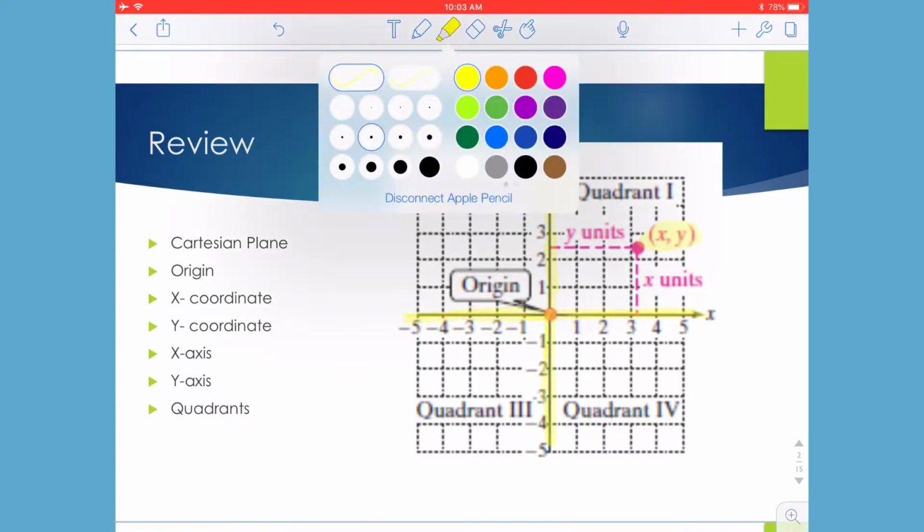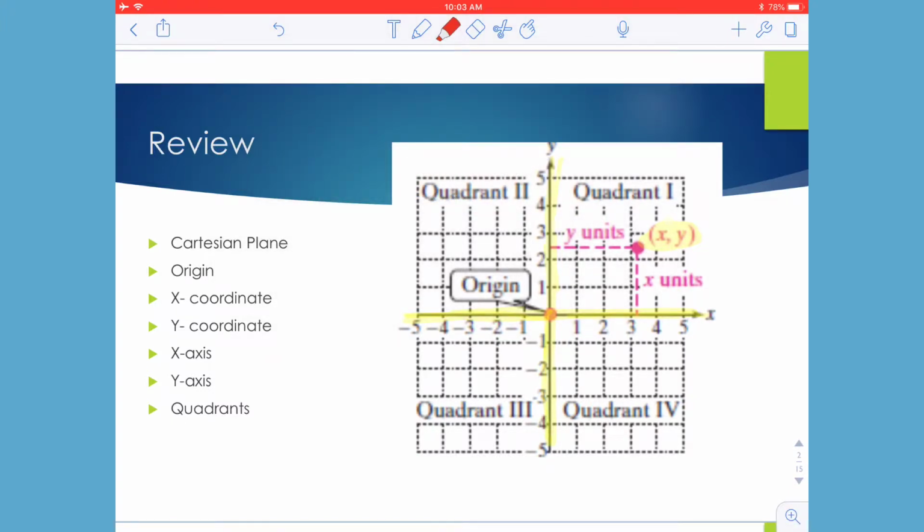The last thing we want to look at are quadrants. Quadrants are basically a region of the graph, so it's a way for us to be a little less exact, not necessarily giving a coordinate, but still talk about where a coordinate might be on the graph. We go in a counterclockwise direction, starting in the upper right hand corner: quadrant 1, quadrant 2, quadrant 3, and then quadrant 4.